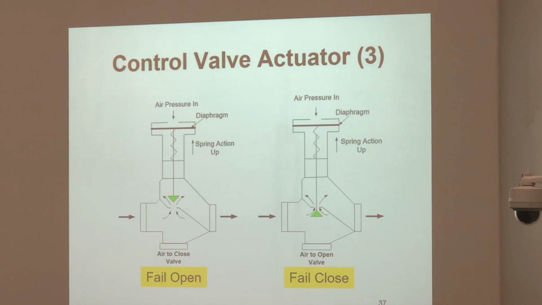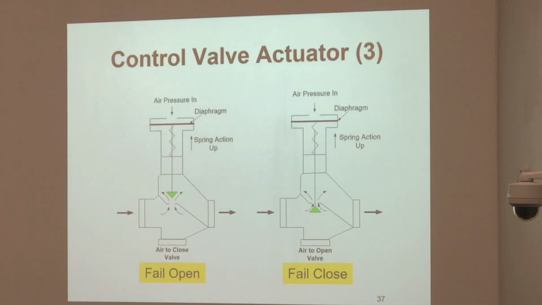Still remember what is fail open and what is fail close? Remember? Fail open means I need to use air to push it down to close the valve, right? So when the system fails, do I still have an air supply? You don't, right? That means this valve will open. So when things fail, the valve will open and the flow will flow through.